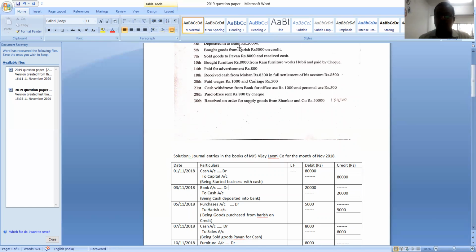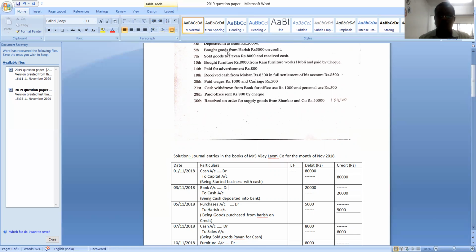Keep in mind, if they mention the name of the person in a transaction and do not specify cash, then what does it indicate? It indicates that it is a credit transaction. Here they have given it very clearly. They have mentioned the name of the person. Further, they said on credit. So in the case of a credit transaction, the person is very important. So which are the two accounts here?